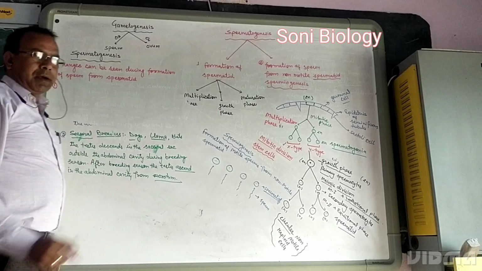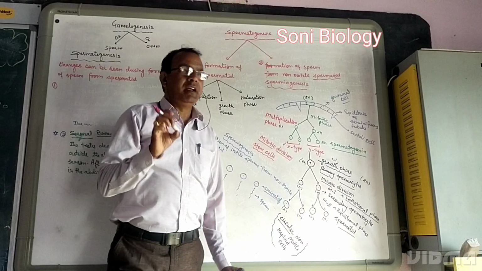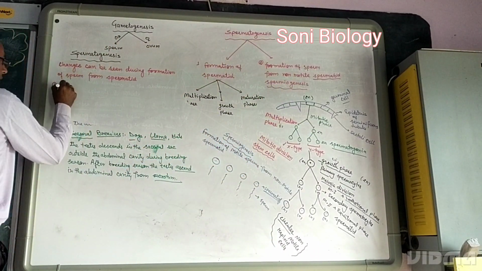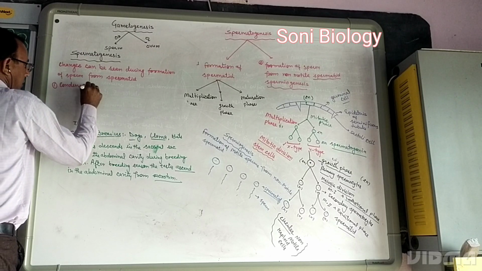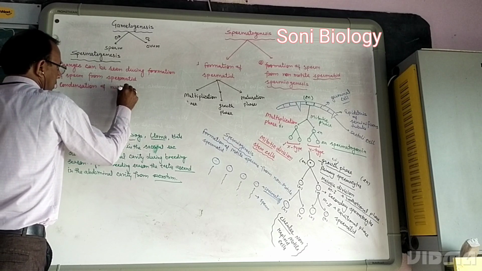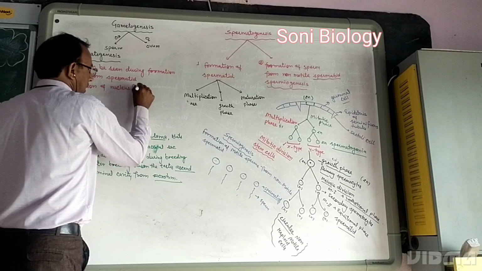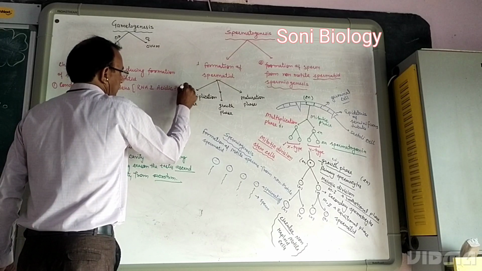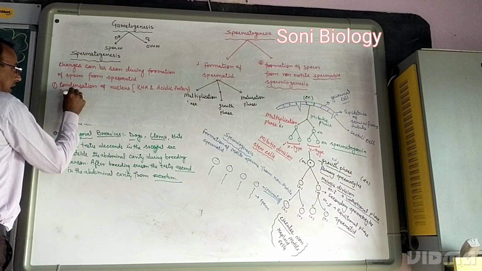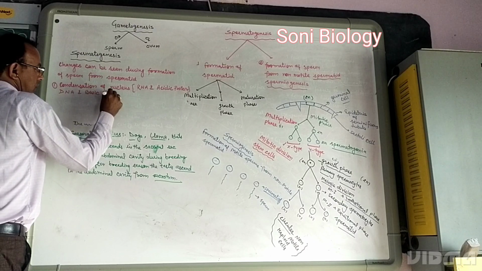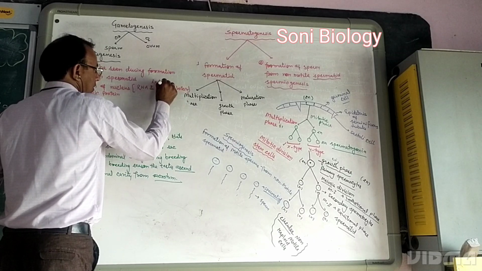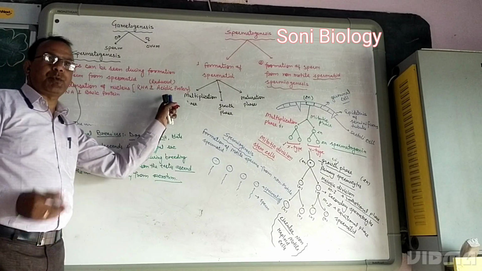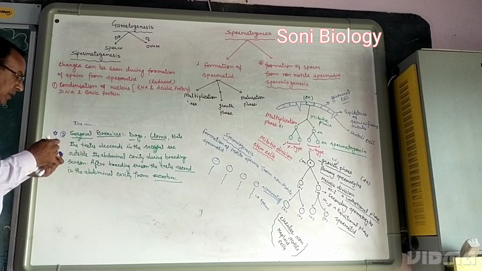The first is condensation of nucleus. The nucleus condenses and loses RNA and acidic protein, so it remains with only basic protein and DNA. During the condensation of nucleus, mRNA, messenger RNA, and acidic protein are reduced. So the nucleus contains only DNA and basic protein.